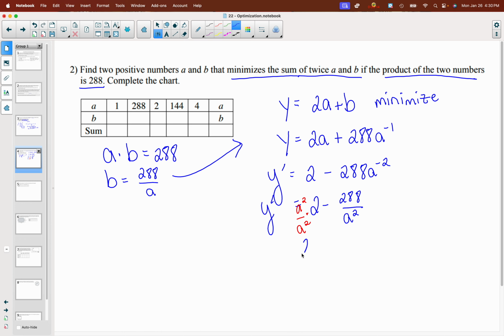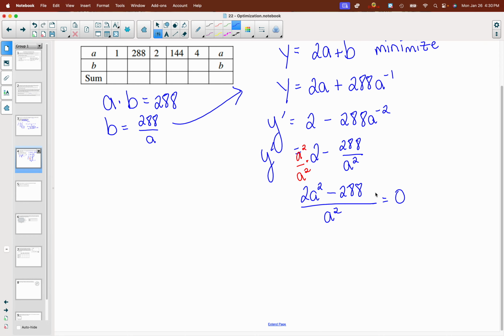So we get 2a squared minus 288 over my common denominator of a squared, and I'm going to set this equal to 0. So remember, when we have a rational function and we want to find the zeros, we only have to worry about setting the numerator equal to 0. We get 2a squared minus 288 equals 0. So I'm going to add 288 and divide by 2. I get a squared equals 144.